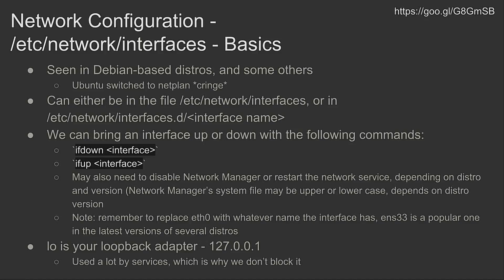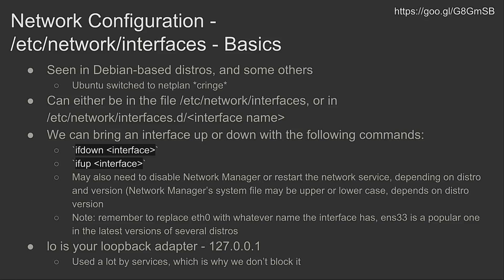You can either have configuration information for all your interfaces in /etc/network/interfaces, or if you want to organize it more by the name of your interface, you can put it in /etc/network/interfaces.d and then a file that is named after the interface. A little nicer for organization, but you're probably just going to put it all in the interfaces file.